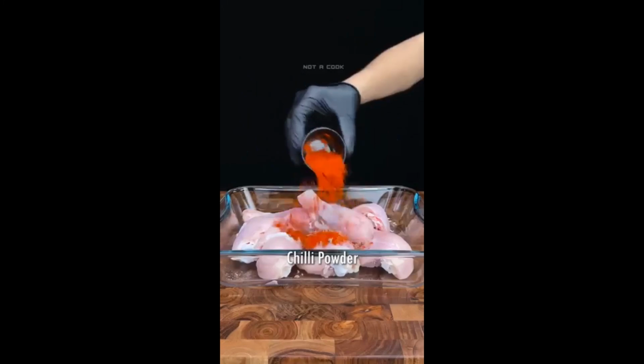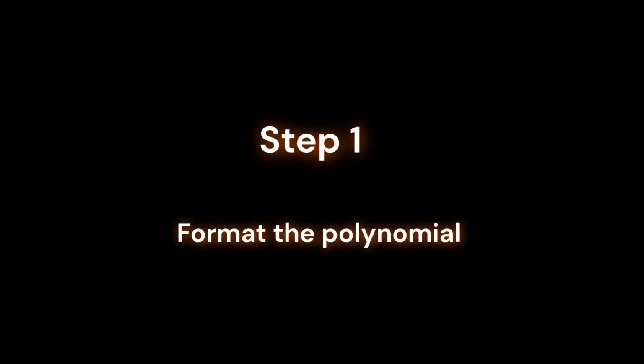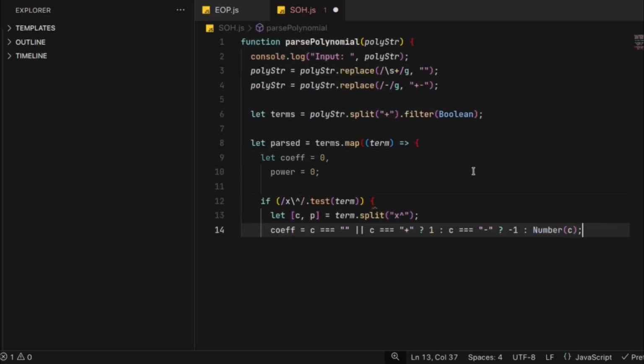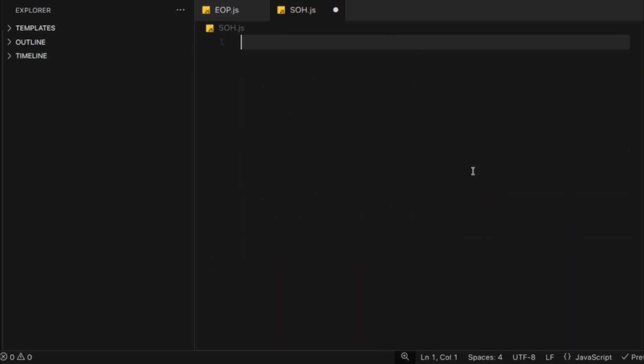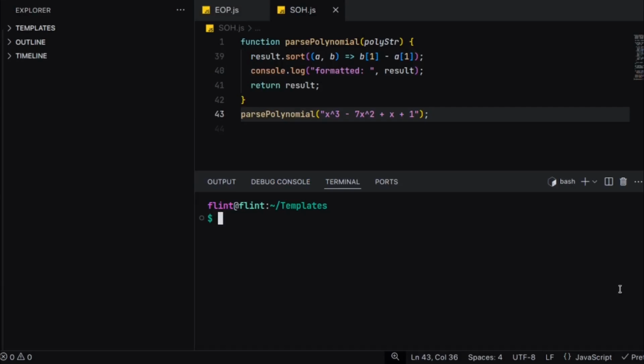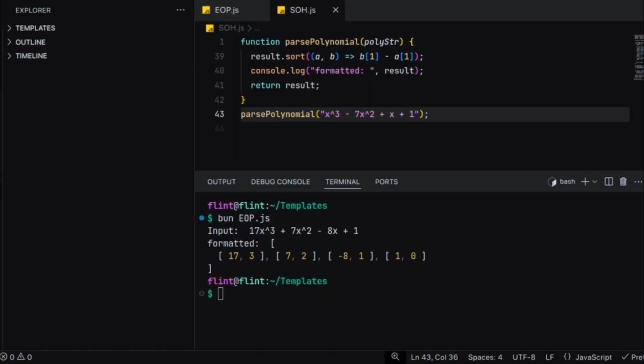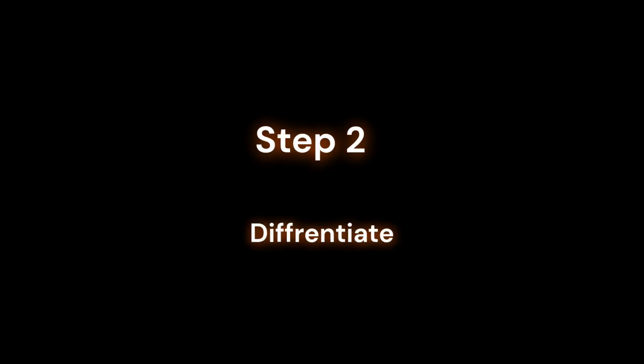So now we have the idea, we have the computer. So let's cook some math. Let's cook some code. Step 1. Format the polynomial. We will format our polynomial into easy to handle format, an array with just the coefficient and the power for each term. Step 2. Differentiate. Easy stuff.